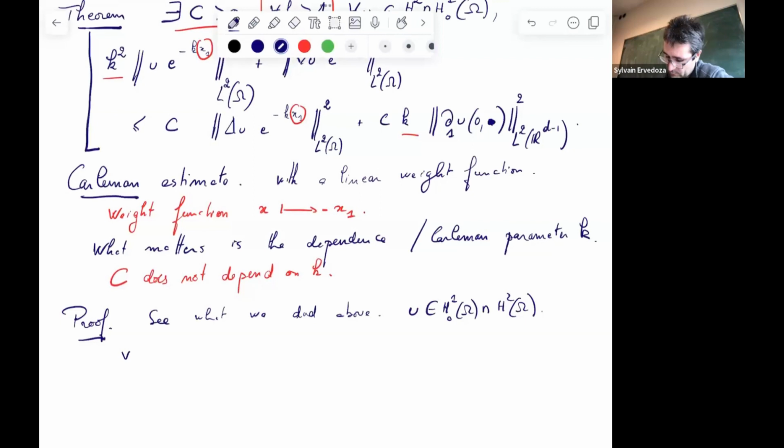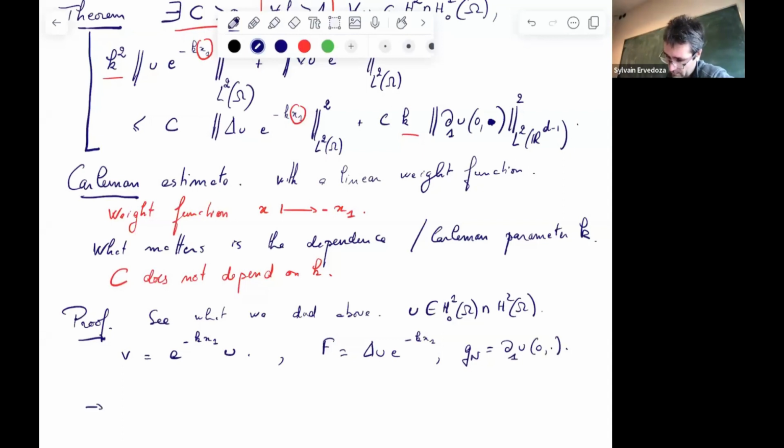Then we set v equal to exponential minus kx1 times u. We set capital F equal to Laplacian u times exponential minus kx1. We set g_n equal to d1 u at 0. Okay, and we are in the previous setting.